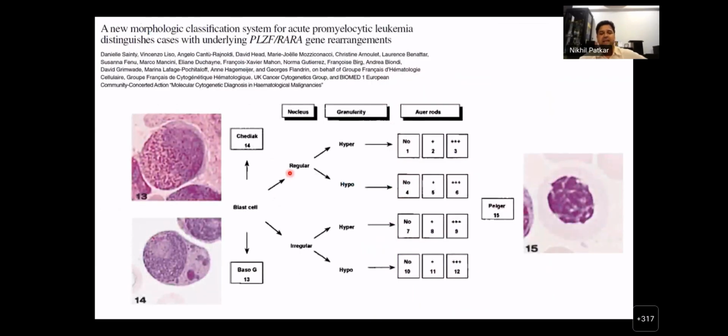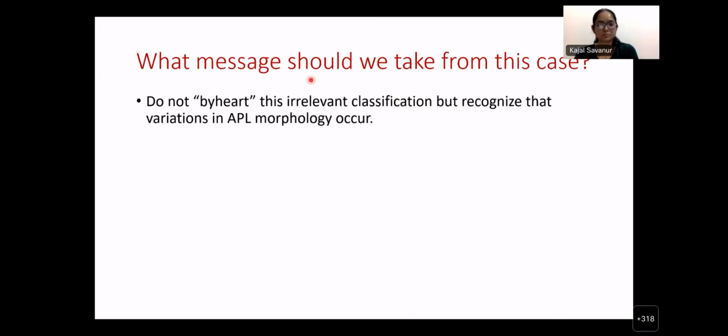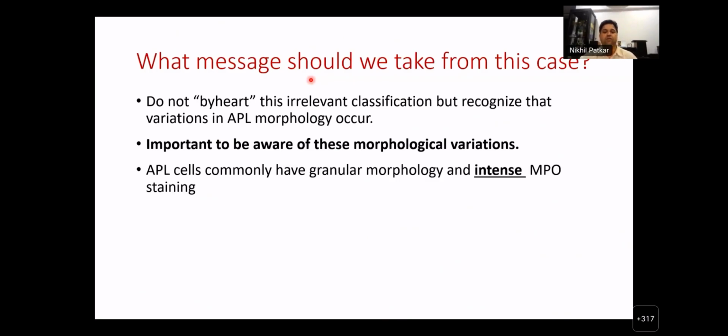So the third thing that he describes is that they can have Chediak-Higashi-like blotchy granules, basophilic granules, or Pelger-like cells. So what is the take-home message from this case? Number one, do not memorize this silly classification, but you have to recognize that variations in acute promyelocytic leukemia occur, and it is really important to recognize these variations because these patients are really sick and they can lose their lives within hours unless you alert the clinicians to these problems.